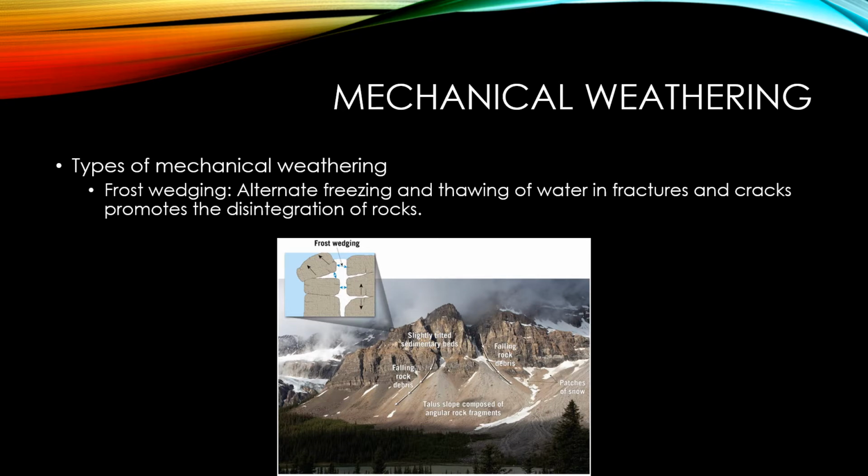So let's sort of zoom into mechanical weathering and chemical weathering a little bit more, because there are a lot of different ways in which mechanical weathering can occur, and also different ways in which chemical weathering can occur. So one of the types of mechanical weathering that occurs commonly in nature is known as frost wedging. And this is really just kind of an alternate freezing and thawing of water in fractures and cracks in the rocks that promotes the further breakdown and disintegration of those rocks.